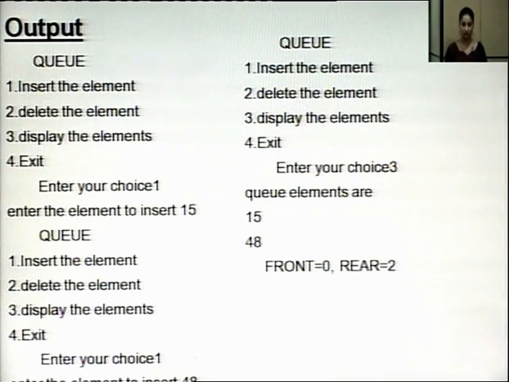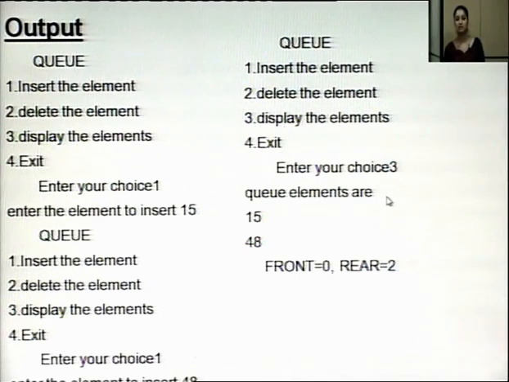I enter 15. Again the same message appears, and the screen is cleared, though I am not clearing it here because I want to show you. After that the screen clears, and the new screen again has the queue menu: first insert the element, second delete the element, third display the element, and fourth exit. Again I enter the first choice, and I enter the element 48.